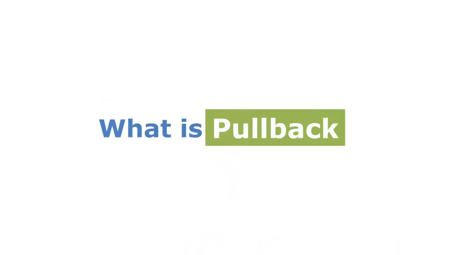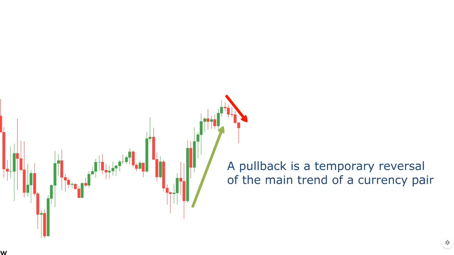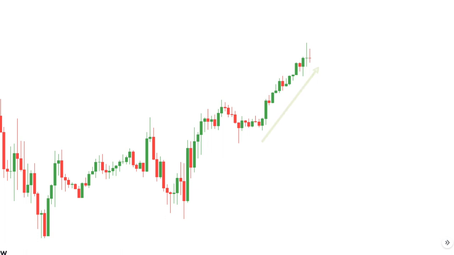So what exactly is a pullback? In simple terms, a pullback is a temporary reversal of the main trend of a currency pair. It's like the market taking a breather before continuing in the same direction. As a trader, you can capitalize on these pullbacks by executing trades at favorable levels.